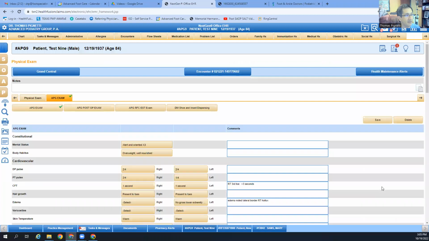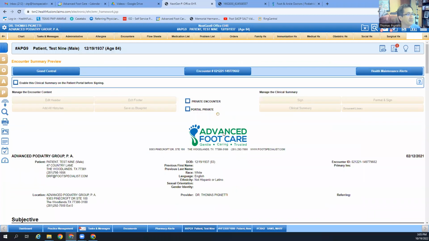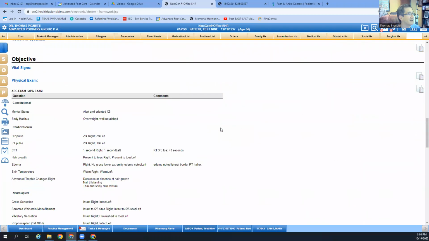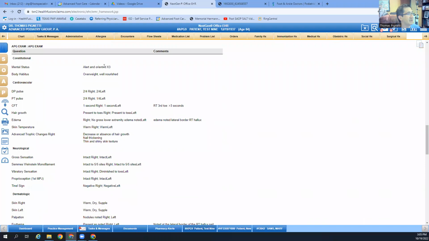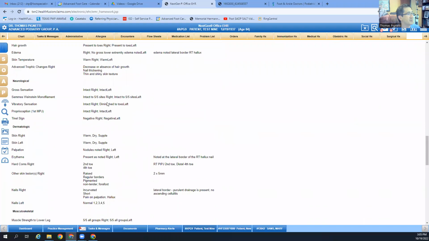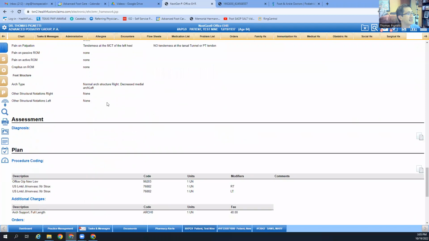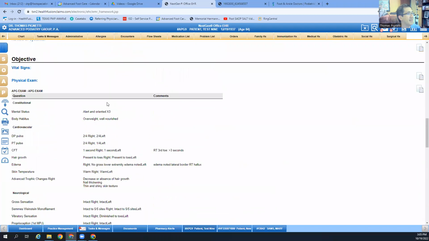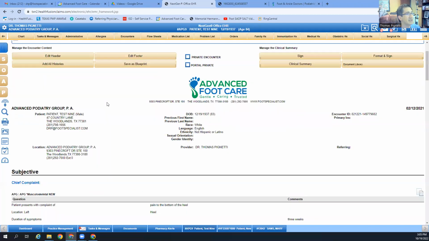But we save it. And now when we check, here is our APG exam. All the different things that we put down here are noted in there. And that is how we do the APG exam.